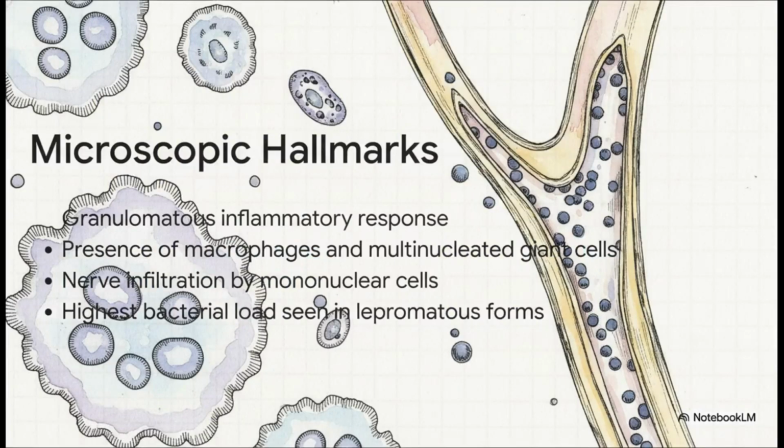To quickly summarize the microscopic hallmarks for your study guides, you are looking for a general granulomatous inflammatory response. The predominant cells are your classic heavy hitters: macrophages, epithelioid histiocytes, and multinucleated giant cells. However, the true microscopic giveaway, the thing that separates this from other granulomatous diseases, is the specific infiltration of the small peripheral nerves by mononuclear inflammatory cells. That exact nerve infiltration is what directly causes the clinical numbness and all those subsequent traumatic injuries we talked about earlier.